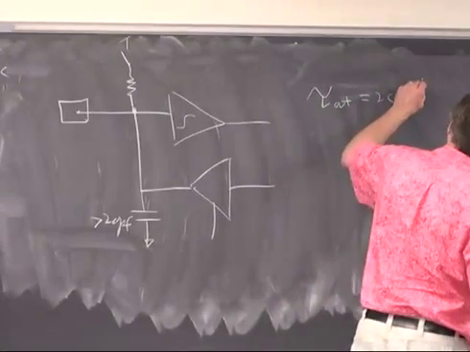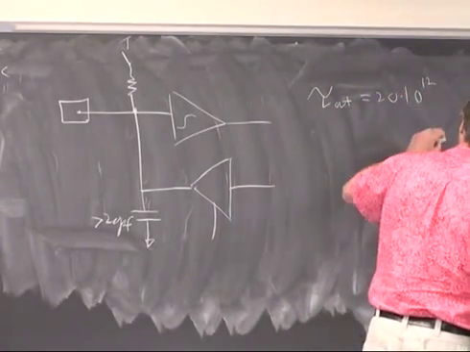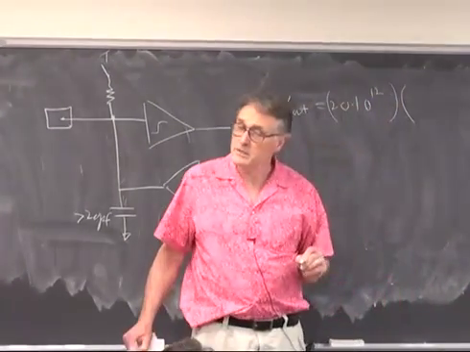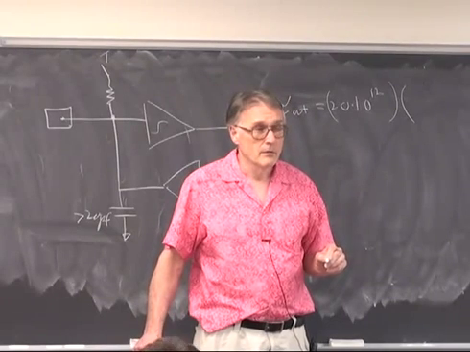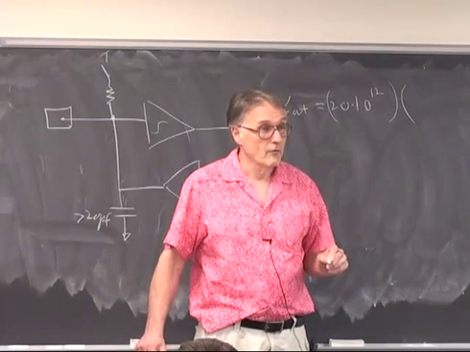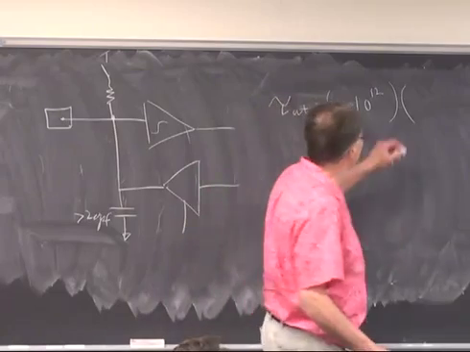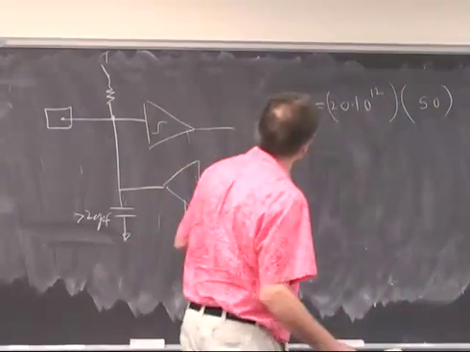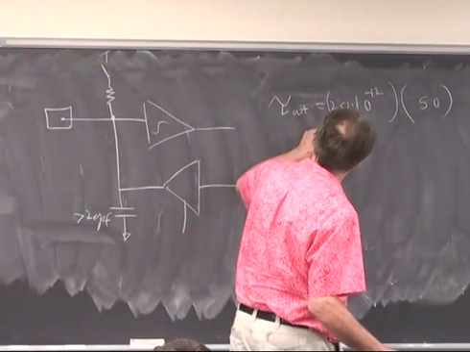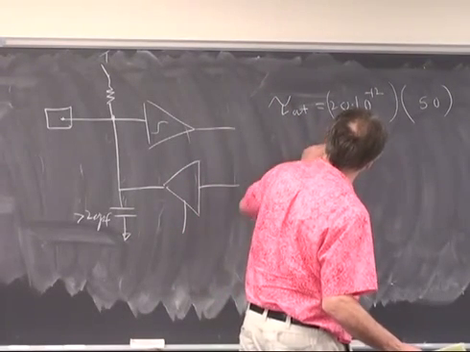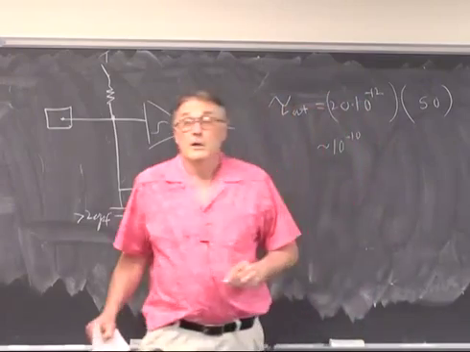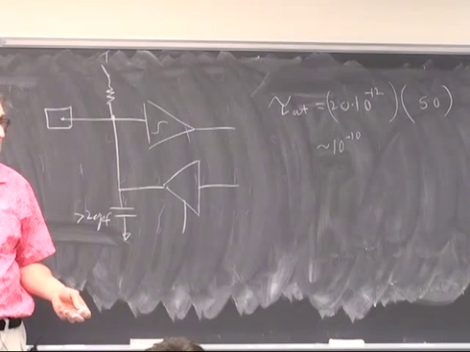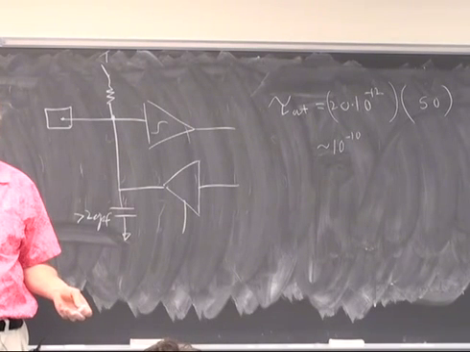20 times 10 to the minus 12 farads times the Thevenin output impedance, which in the low state is 40 ohms. We'll call it 50 ohms. So that looks like about 100 times 10 to the minus 12. So that's about 10 to the minus 10 seconds. Bigger or less than a cycle? What's the cycle time on this machine?